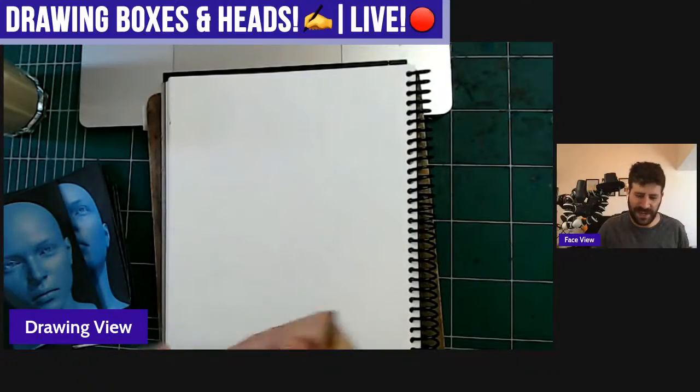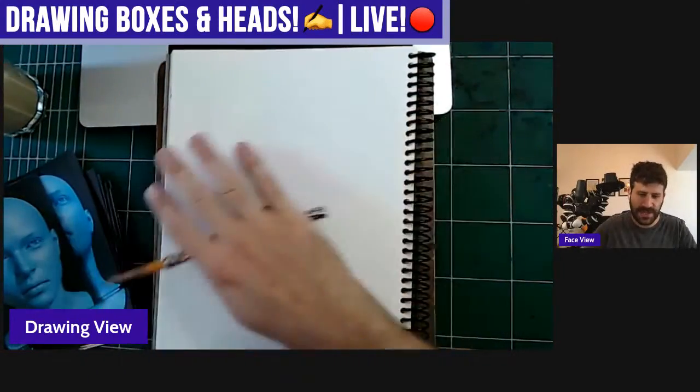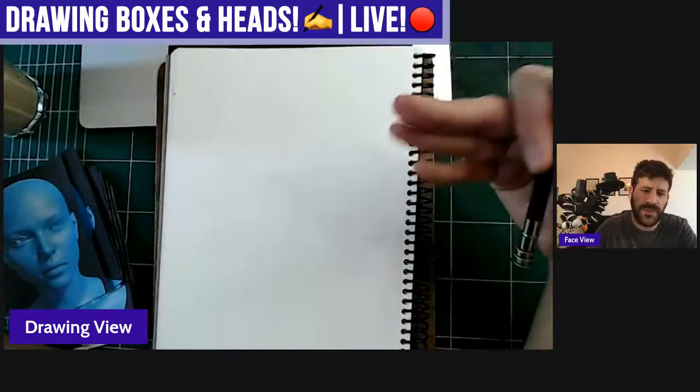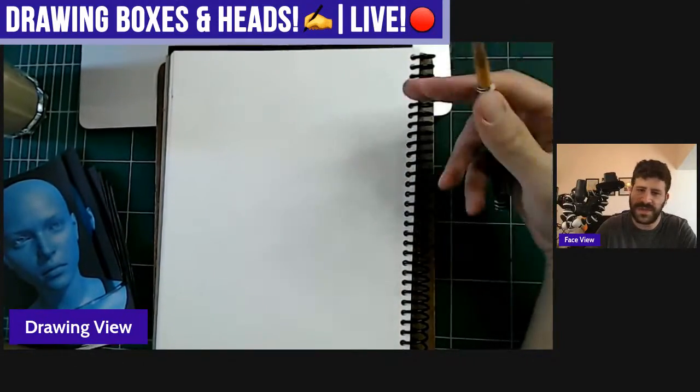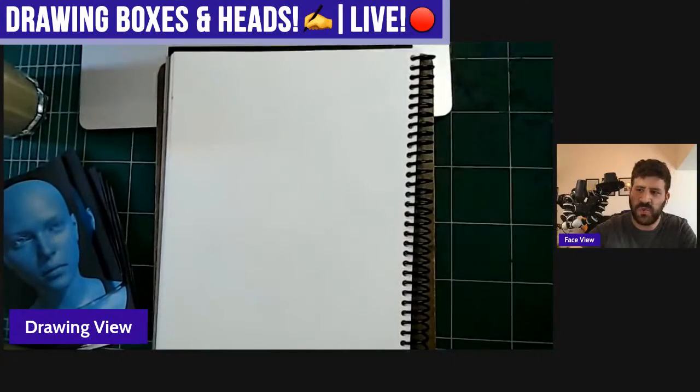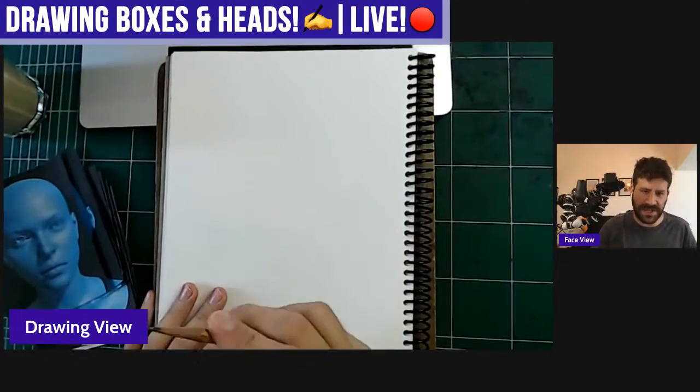Let me show you something interesting, okay? The paper is a flat surface, right? Now, in order to convey a three-dimensional surface, we need a method. We need to understand three-dimensionality in such a way that we can convey it on a 2D surface. Okay, now let's look at something interesting.